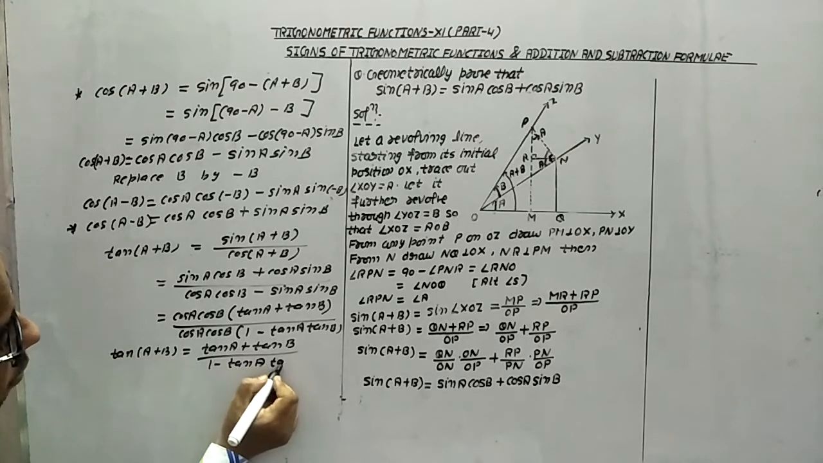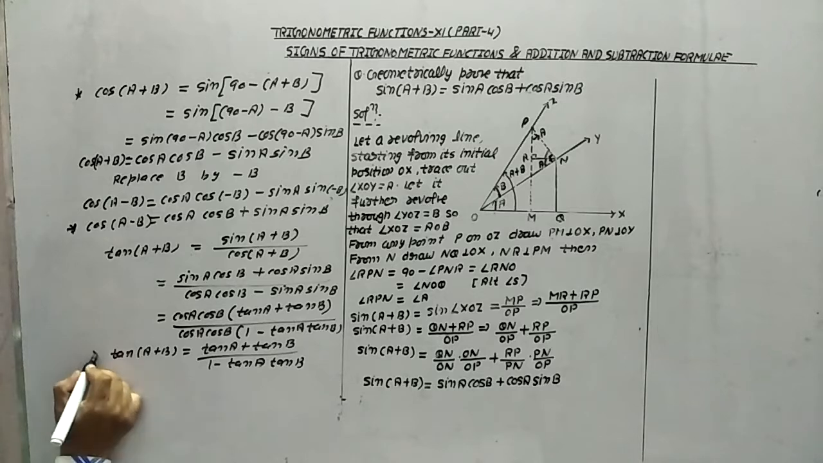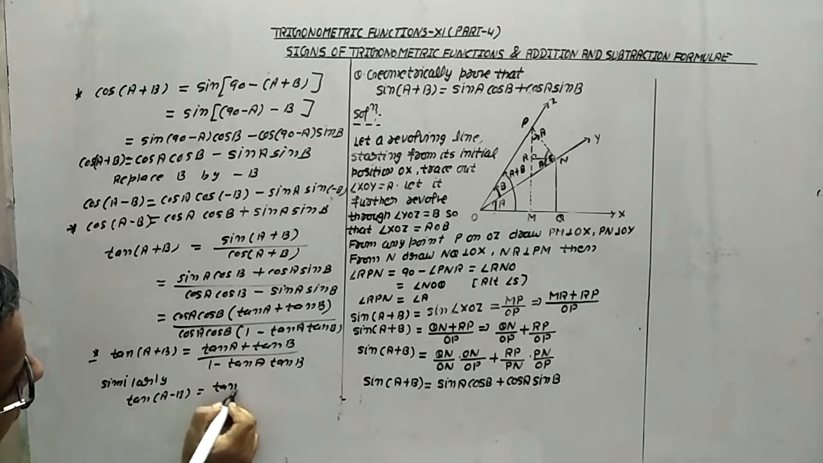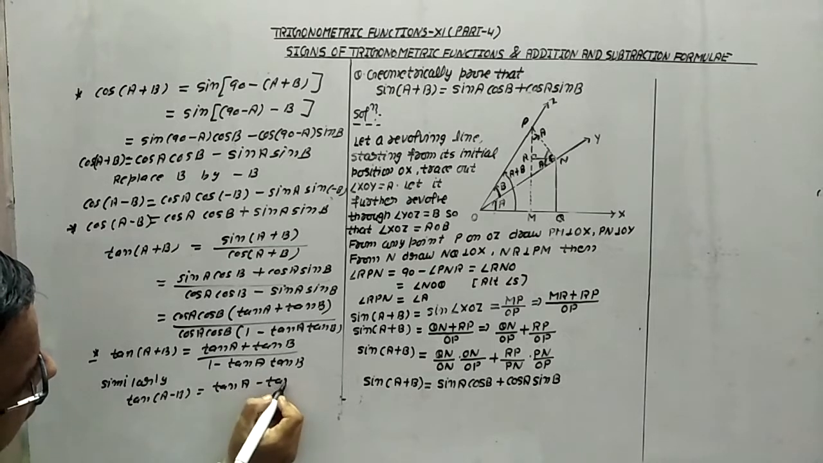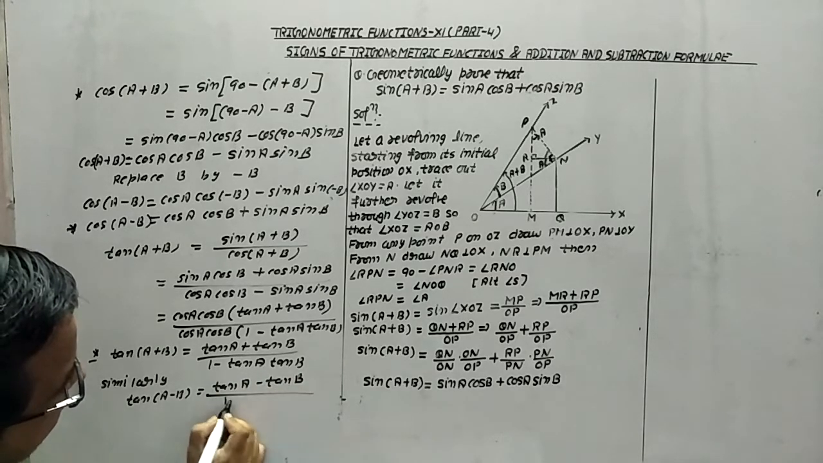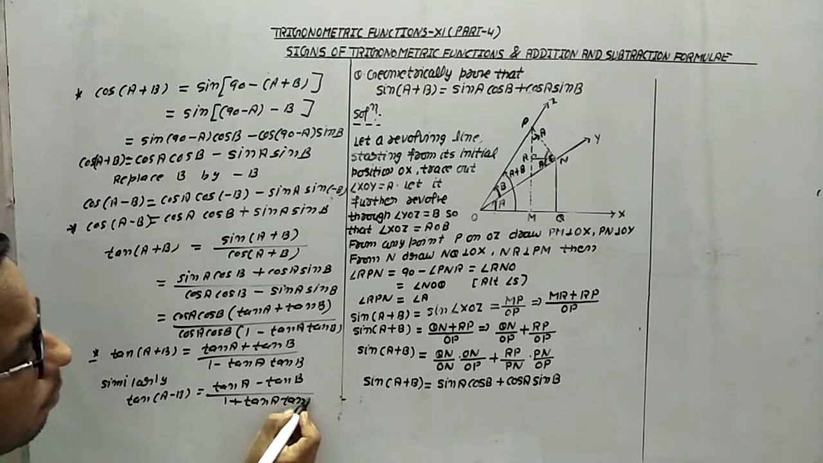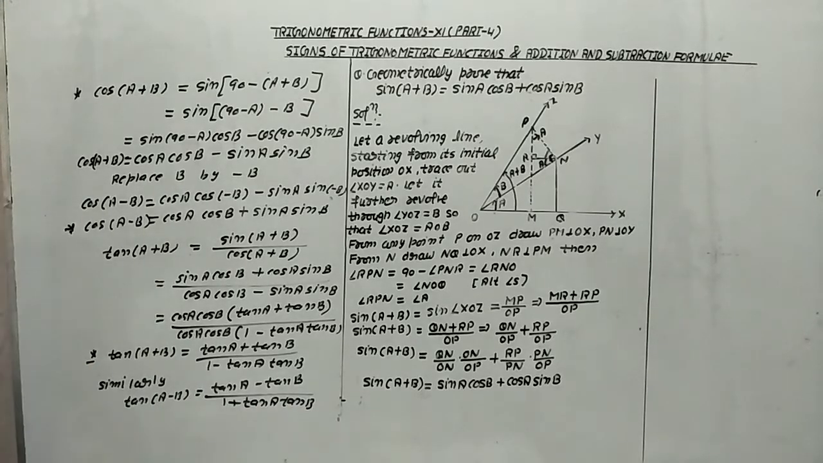In the same way, similarly, we can do the proof of tan(A−B). Tan(A−B) means tan A minus tan B upon 1 plus tan A tan B. Once you do the proof of this, it will come. Now, next part we will do.